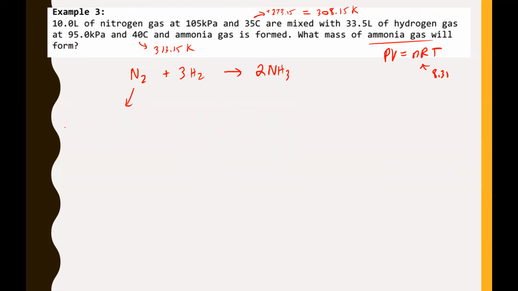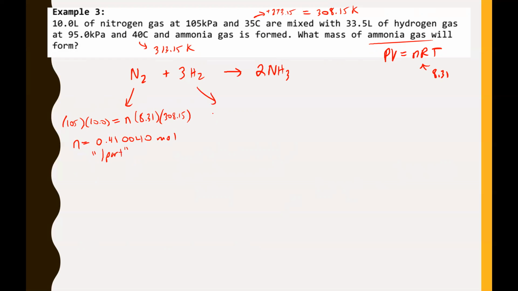So if we throw that in, we'll say we have 105 times 10.0 equals n, which is what we're looking for, the number of moles, times 8.31 times a temperature of 308.15. Divide away the 8.31 and the 308.15 on both sides, and you're going to find that n is going to equal 0.410040 moles. And also recognize that because there's technically a 1 in front of this, that represents 1 part.